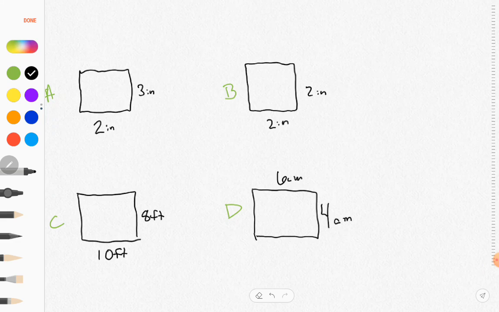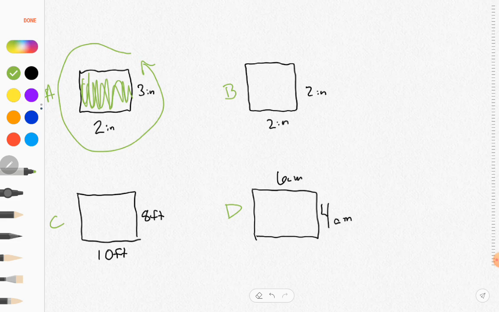We have worked on perimeter before, but we haven't tried to solve the area. So I'm going to show you how to do the area. The area is the inside right here, like this. That's the area. So the perimeter goes around, and the area is what's inside. There are two ways we can do this.